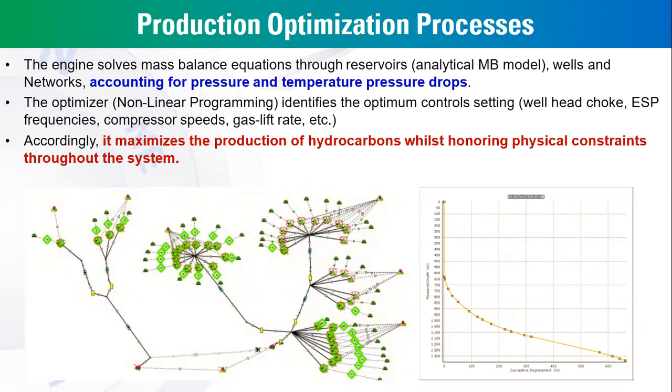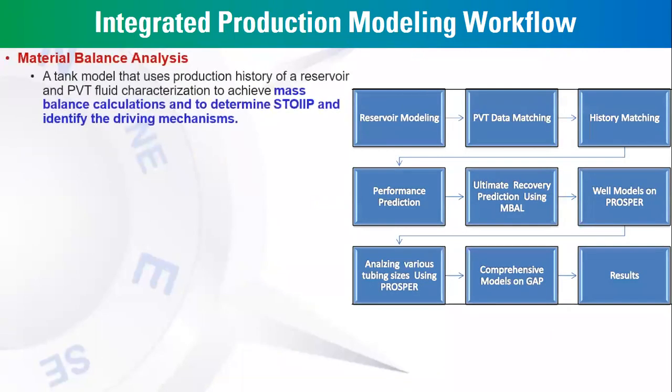So you can maximize the production while considering physical constraints of the production system. For the approach, we have three major techniques. The first is material balance analysis, which is a tank model considering the production and pressure data and solving mass balance equations to determine, as you know, how much oil and gas is originally in place, and also predict other parameters like driving mechanism, water influx, gas cap size, and so on.